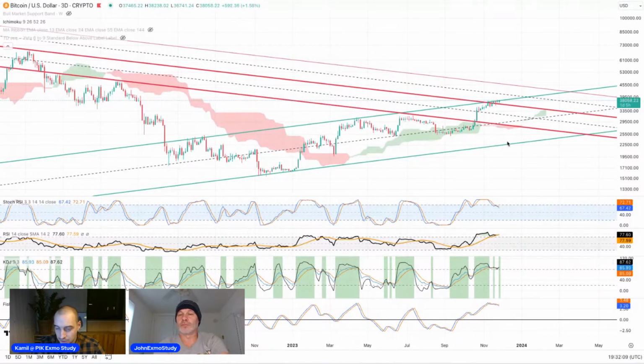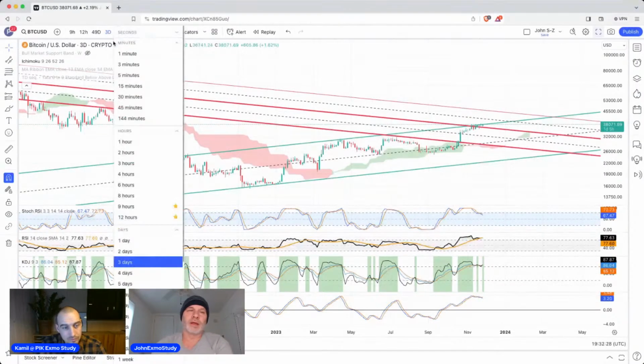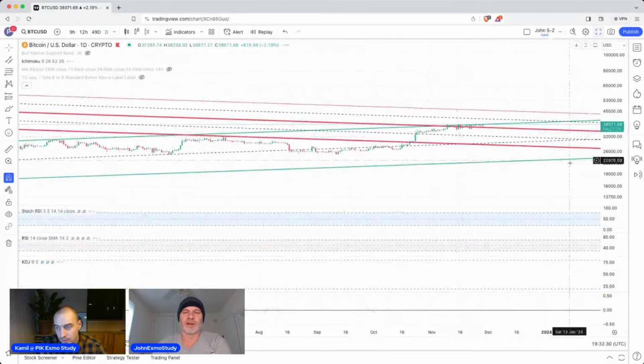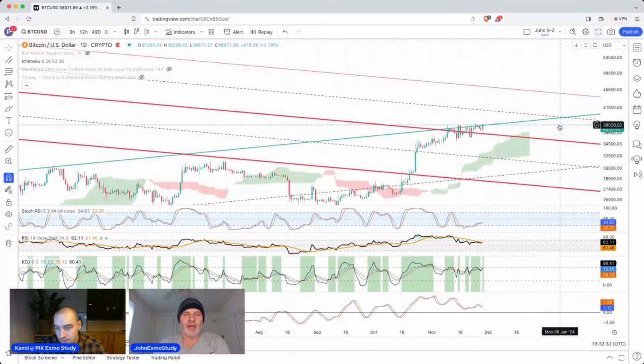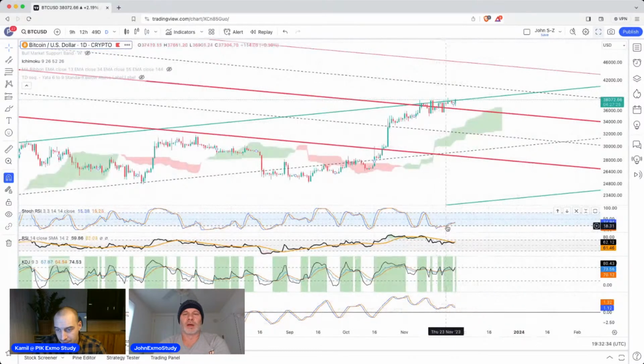What do you see, and what can you say, John? I sent it out to the group earlier, but on the 1 day, we're still in this rising wedge that we keep trading within, and we got a nice curve on the stochastic. If you would go to the 1 day, I love the curve that we got currently on the stochastic.